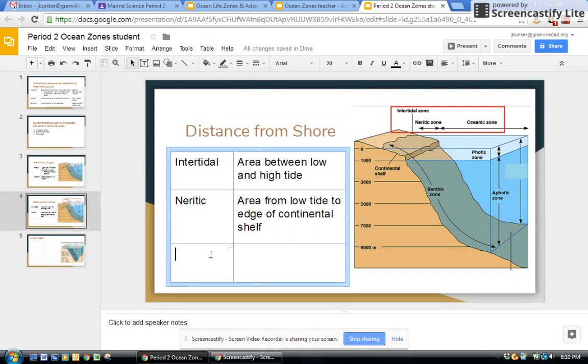And then the last zone here, you can see right here, is called the oceanic zone. Basically this is all of the water. From the edge of the continental shelf all the way out, the open water is called the oceanic zone. So it's the area beyond the continental shelf.